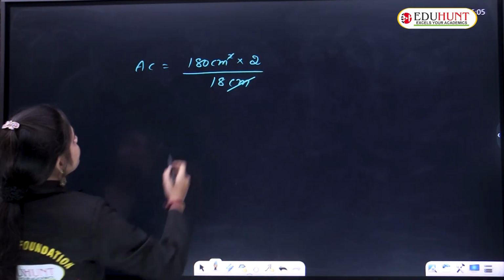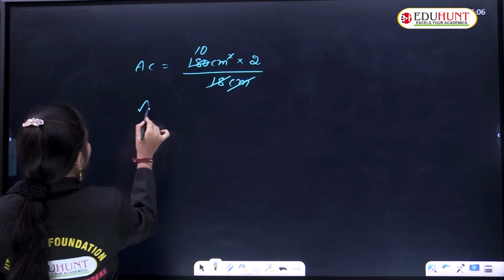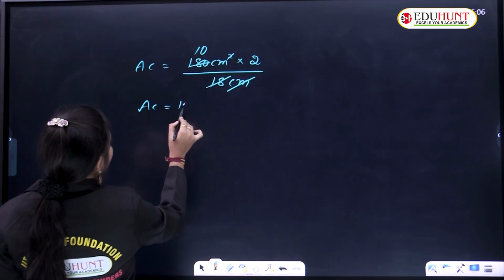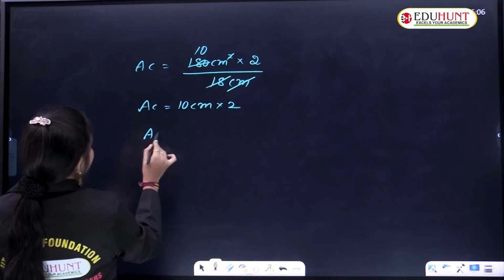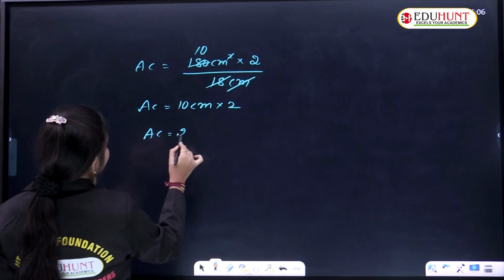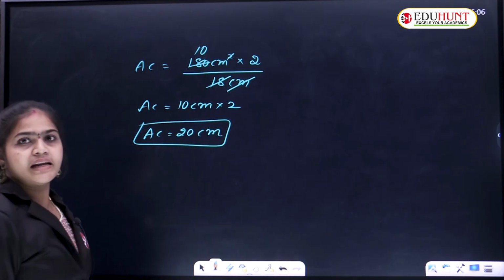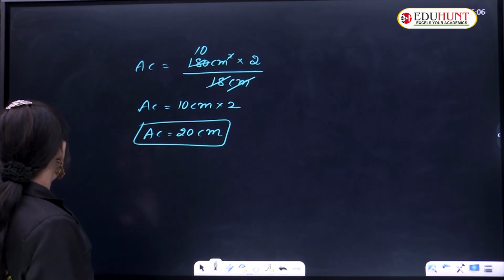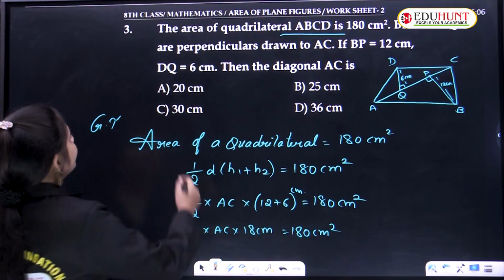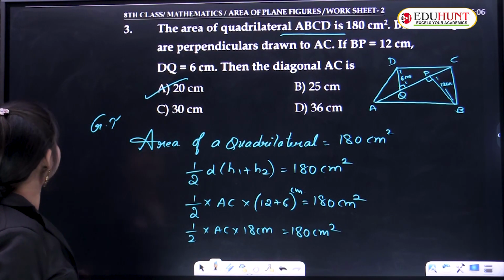Okay, next, 18 tens are 180. Clear? Now here AC is equal to 10 centimeters into 2. Then AC is equal to 20 centimeters. Okay, then what is the diagonal here? Diagonal AC only, no? What is the measurement of AC here? AC is equal to 20 centimeters. Here it is. Okay, yes.